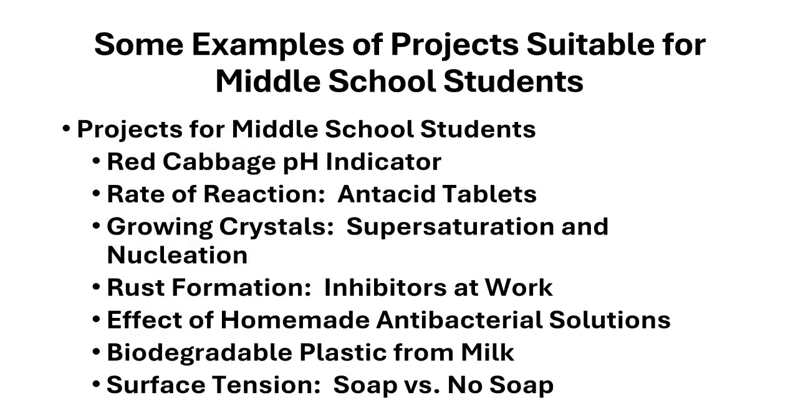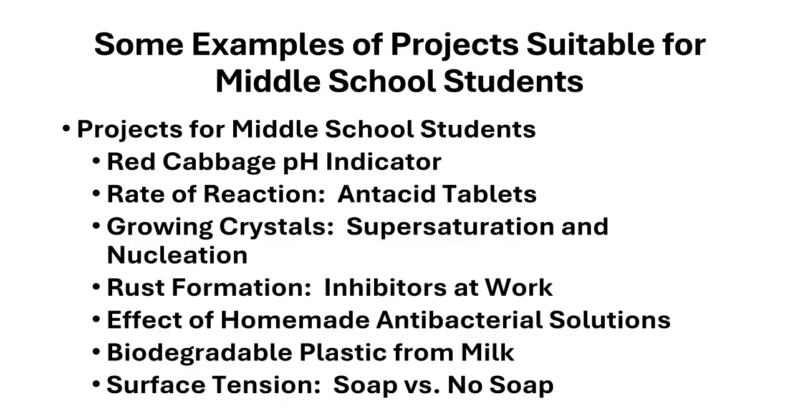Here is a list of 7 example science fair projects that are suitable for middle school students that I discuss in this video. The first project involves using red cabbage juice as a pH indicator, and the second project involves measuring the time of fizzing of antacid tablets. The third project involves growing salt and sugar crystals and their formation at different temperatures, and the fourth project involves determining what kind of coatings can be used to inhibit the formation of rust in steel nails.